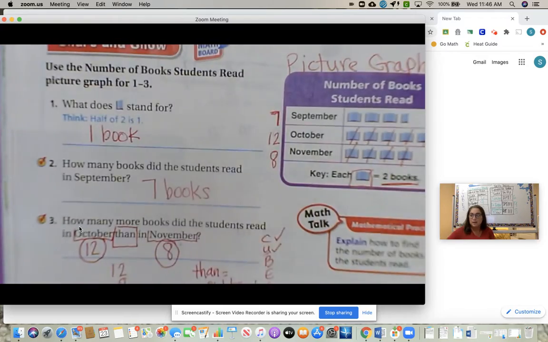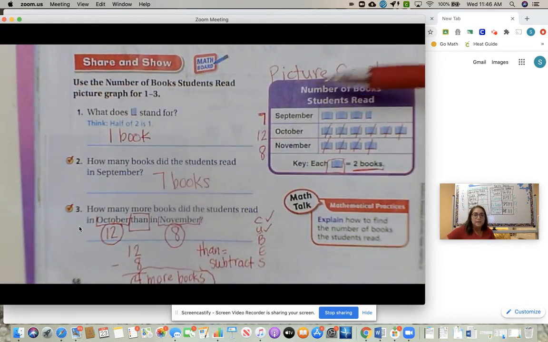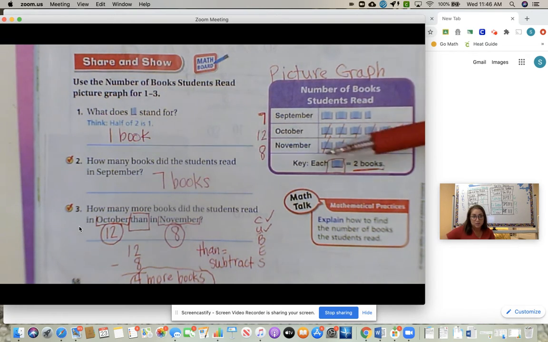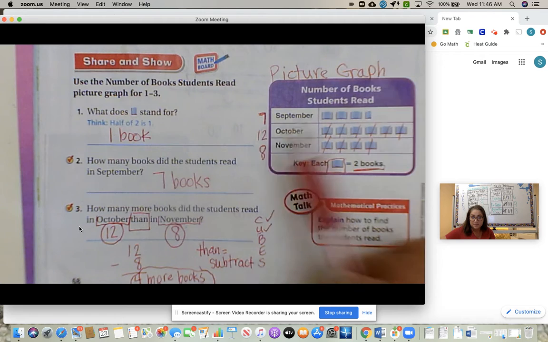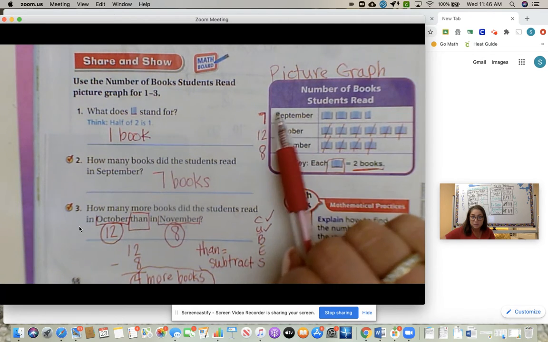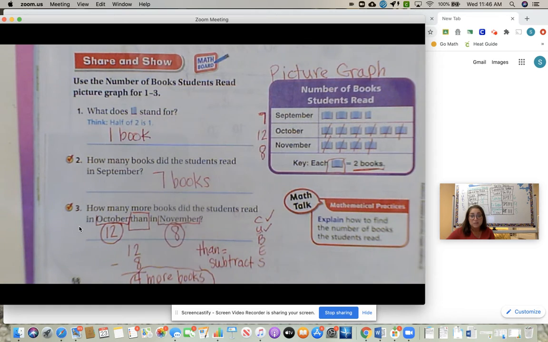Scroll down to the bottom. We have our picture graph. I want you to always label your graphs so you know what they are. This one's a picture graph. I always want you to label your answers. So what I mean by that is look at your picture and I want you to write the number, what it stands for. Because when you answer your questions, it's going to go so quick. You're already going to have your answers written down.